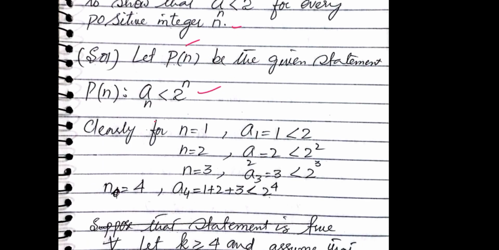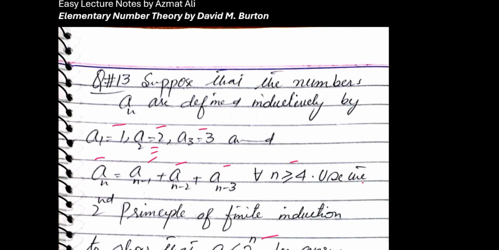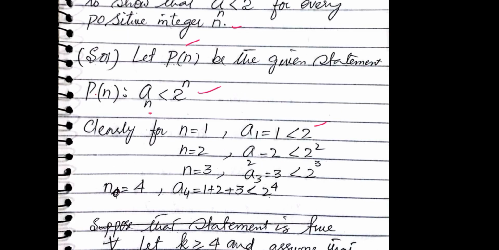Clearly, when n is equal to 1, this becomes a1 is equal to 1, which is less than 2. When we put n is equal to 2 here, this becomes a2, the second term, which is equal to 2. It is given that the second term is 2, and from the right side, this becomes 2 raised to power 2, that is 4. This shows 2 is less than 4. And similarly, the third term, which is 3, is less than 2 raised to power 3, by putting n is equal to 3 here. So this statement is true for the first three natural numbers.